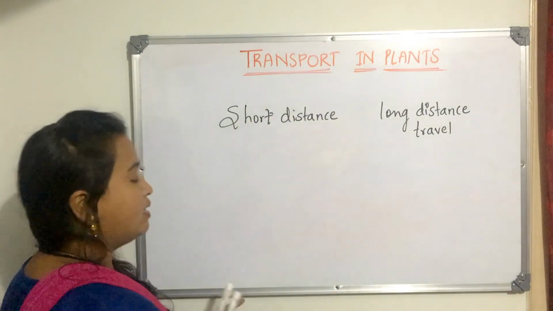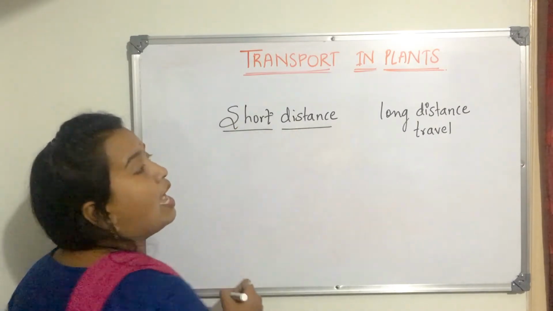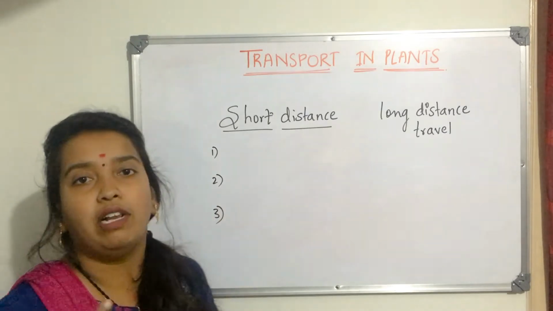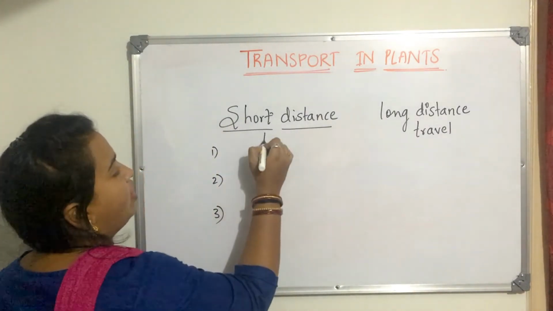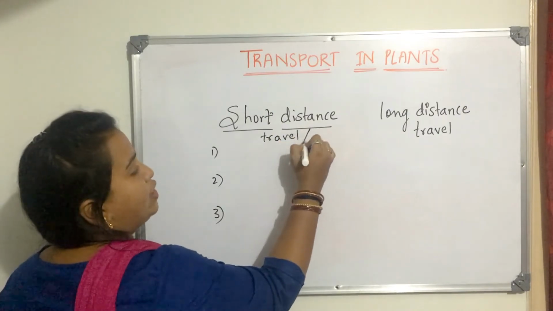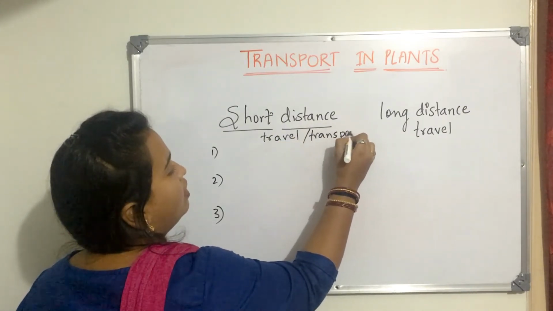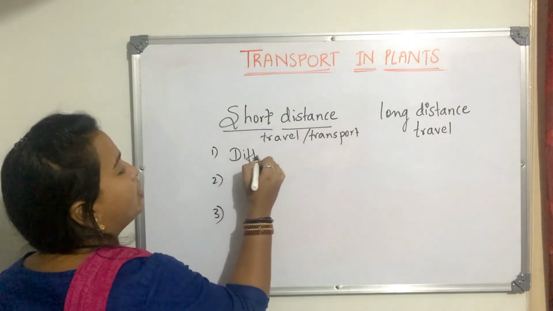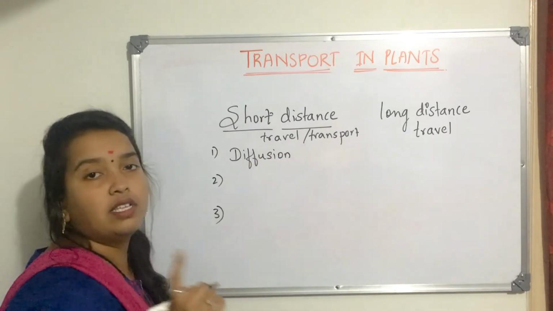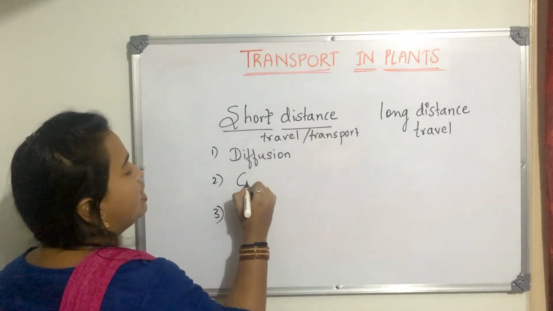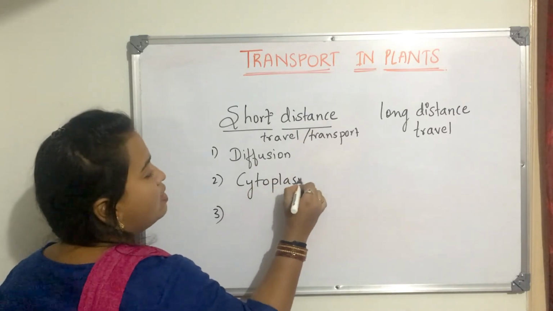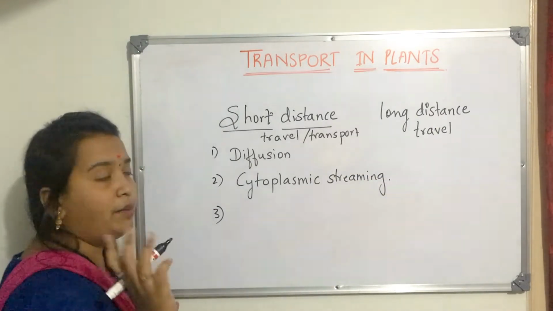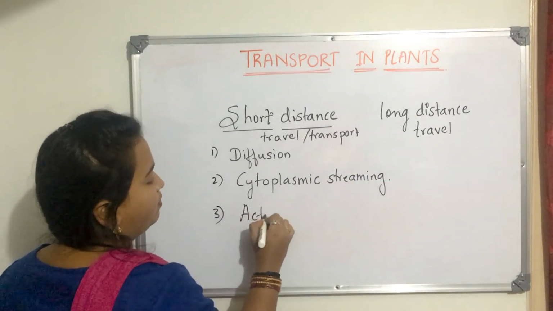Which are the means by which short distance travel can be accomplished? That is important. There are three methods through which short distance travel, or transport, can happen. The first process is diffusion, the other process is cytoplasmic streaming, and the third process is active transport.